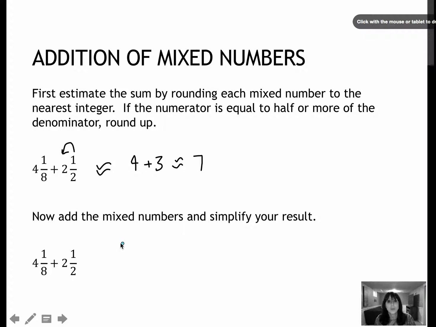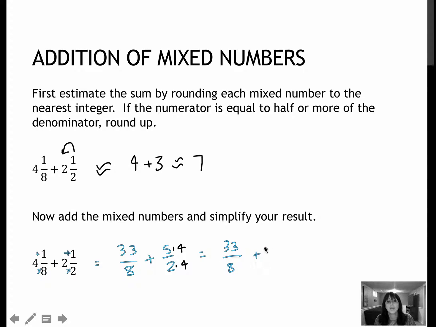Again, I'm going to use method 2 from our last example. 4 times 8 plus 1, which is 33/8. And then 2 times 2 plus 1 gives me 5/2. I can't add them if they don't have a common denominator, so the least common denominator of 8 and 2 is 8, so I must multiply by 4. So that gives me 33/8 plus 20/8 for a total of 53/8.